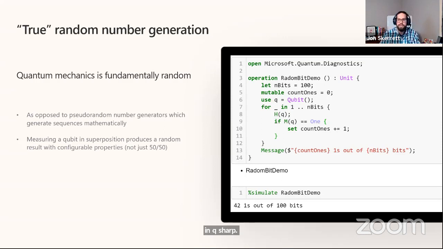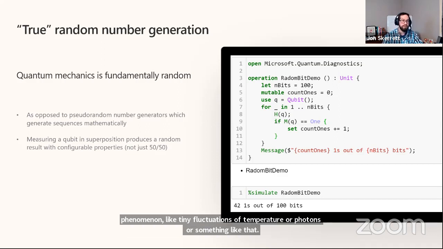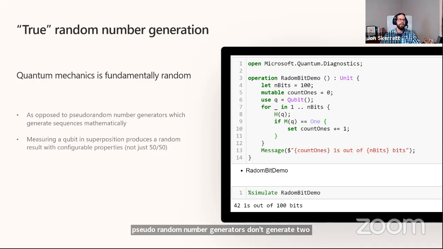So the interesting thing about random number generation is that there are 2 ways to generate random numbers. True random numbers are generated using some physical phenomenon, like tiny fluctuations of temperature or photons or something like that. Pseudo-random number generators don't generate true random numbers. They are mathematical constructs that give you numbers that are actually a deterministic sequence. It's just that it's a deterministic sequence in a complicated way, in a way that has some properties similar to true randomness. So for a lot of applications, pseudo-random number generators are perfectly fine. But for some of them, we want real random numbers.